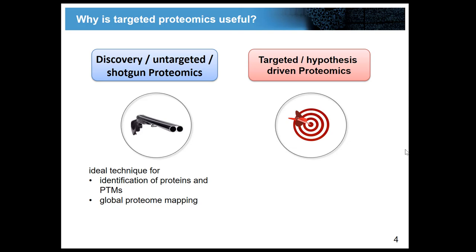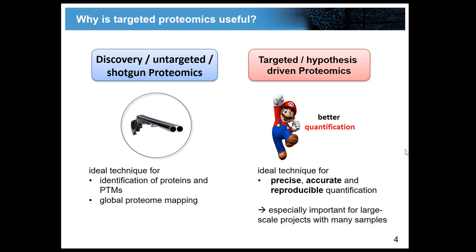However, the moment you change your objective from identifying as much as possible towards quantifying as accurately as possible, then targeted proteomics becomes the method of choice for you, because with targeted proteomics you can perform better quantification, as you can measure your peptides and proteins more precisely, more accurately, and more reproducibly. And these features of precision, accuracy, and reproducibility become more and more important the more you move away from small experiments that include just a few samples to large-scale experiments where you have lots of samples.